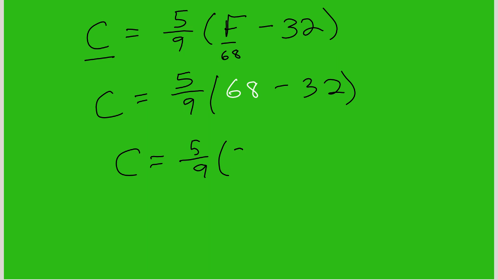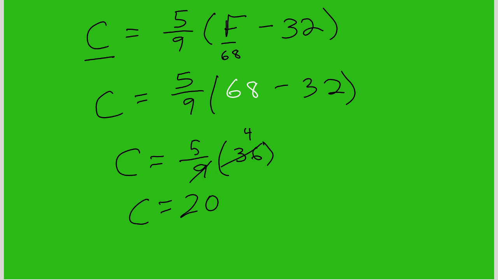5/9 times 68 minus 32, which is 36. And once again, I'll do it by hand here. 36 divided by 9 is 4. So 5 times 4 is 20. So that works out. We started with 68 and got 20. So that tells us that our solution of 68 degrees Fahrenheit was correct.